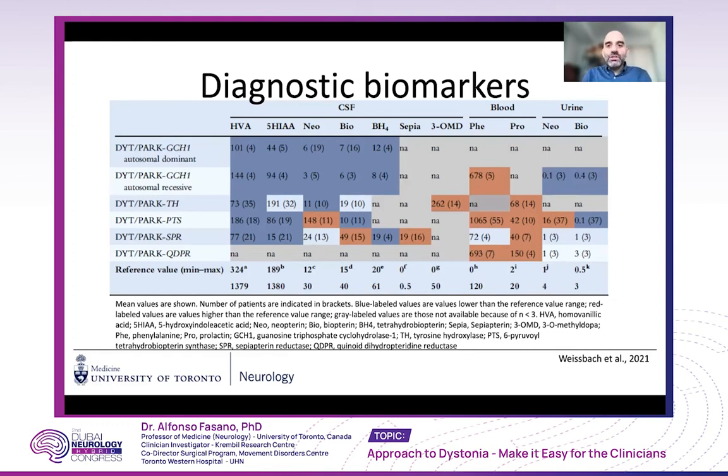You can also diagnose this condition looking at the CSF or blood or urine biomarkers. I don't want to get too much into details here, but this is just to make the point that looking at certain biomarkers that you see listed here, the ones that are blue are usually low, the ones that are red are usually high, the other ones are normal or not available. And making a comparison of the different metabolites that you test, you can infer what type of genetic mutations you're dealing with. Obviously, today it is much easier to do a genetic panel, but you can also reach a diagnosis looking at these biomarkers.